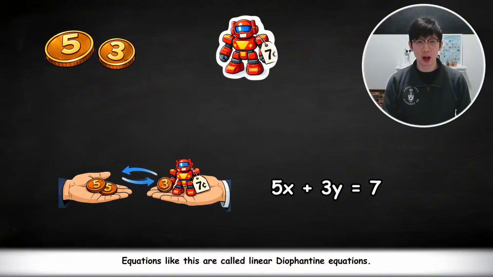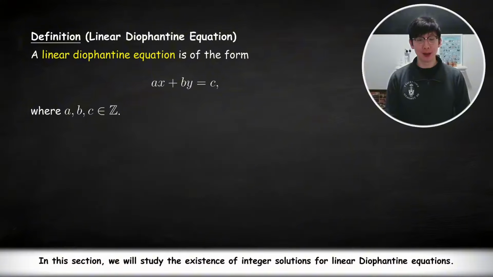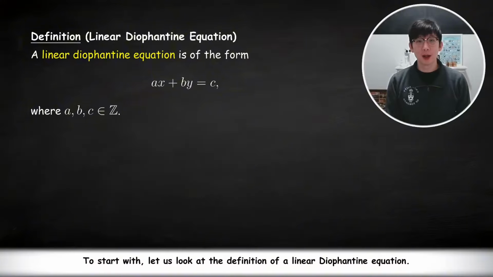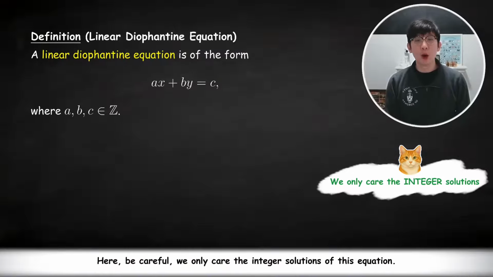Equations like this are called linear Diophantine equations. In this section, we will study the existence of integer solutions for linear Diophantine equations. To start with, let us look at the definition of a linear Diophantine equation, which is an equation of the type ax plus by is equal to c, where a, b, c are all integers. Here, be careful, we only care about the integer solutions of this equation.